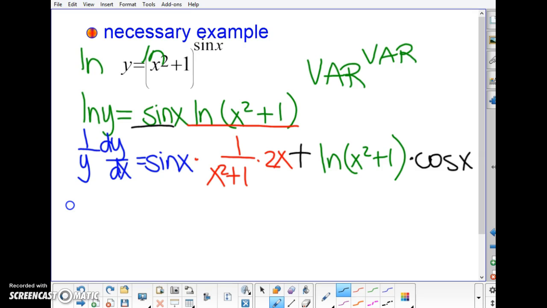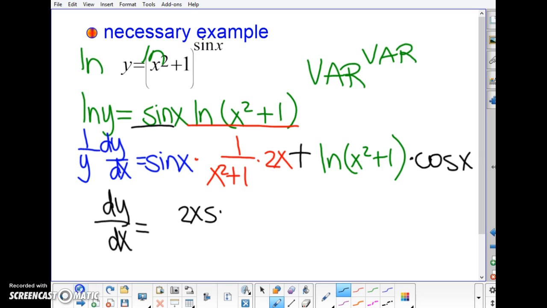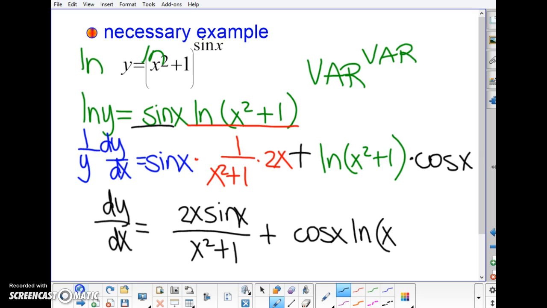Now again, remember, your goal here is to get the derivative solved for. So I'm going to clean up all the stuff that I have over here. I'm going to clean this up as one group, and this as another group. Not really a whole lot to clean up on that second part. And so I'm going to end up writing 2x sine of x over x squared plus 1. And I'm just putting the cosine in front. No particular reason. I just like it better in front of the natural log.